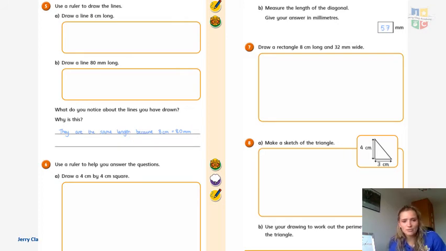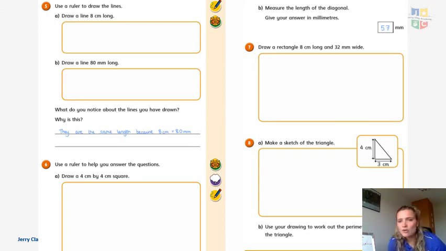For number 6, use a ruler to help you to answer the questions. So draw a 4 centimetre by 4 centimetre square. So you'd need to draw a square where every line was 4 centimetres. So then you would need to measure the length of the diagonal. So between one corner to another corner on a diagonal line, you need to measure that, and then give your answer in millimetres, so you would see it would be about 57 millimetres. If you've got one number either way, then that's absolutely fine, but obviously see if you can get that.